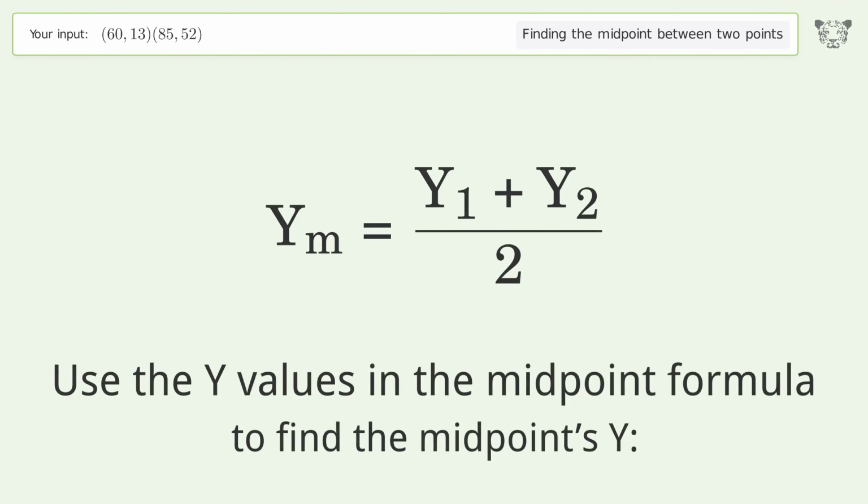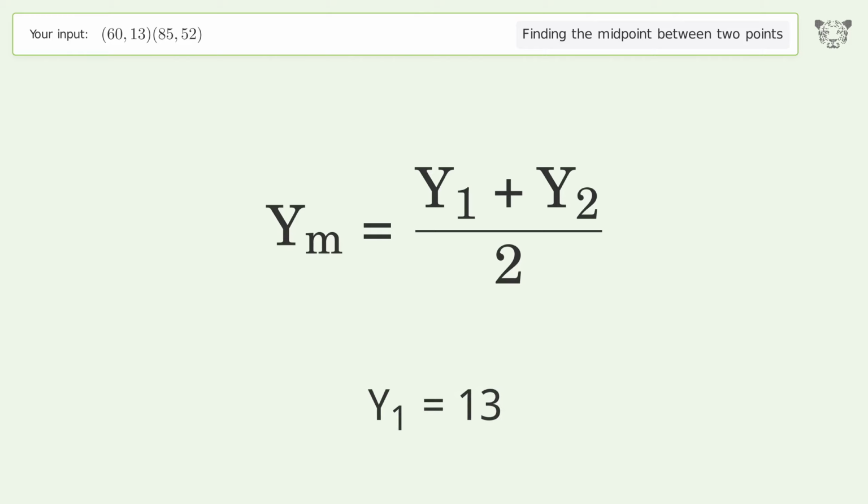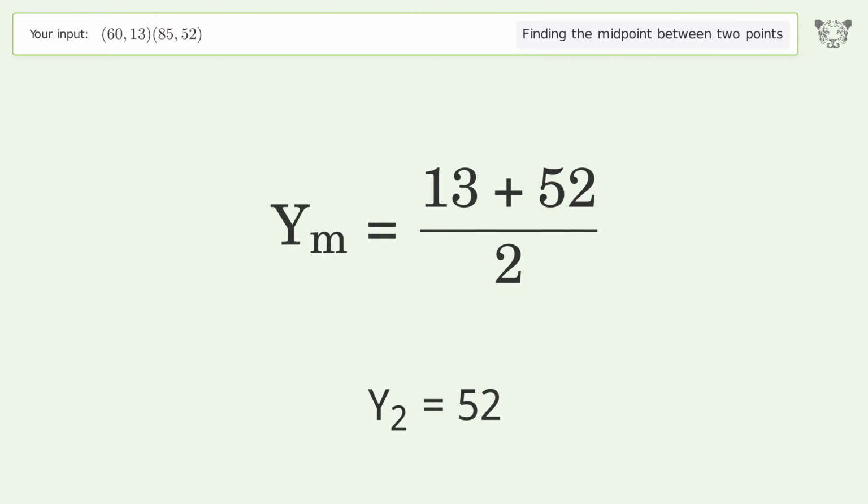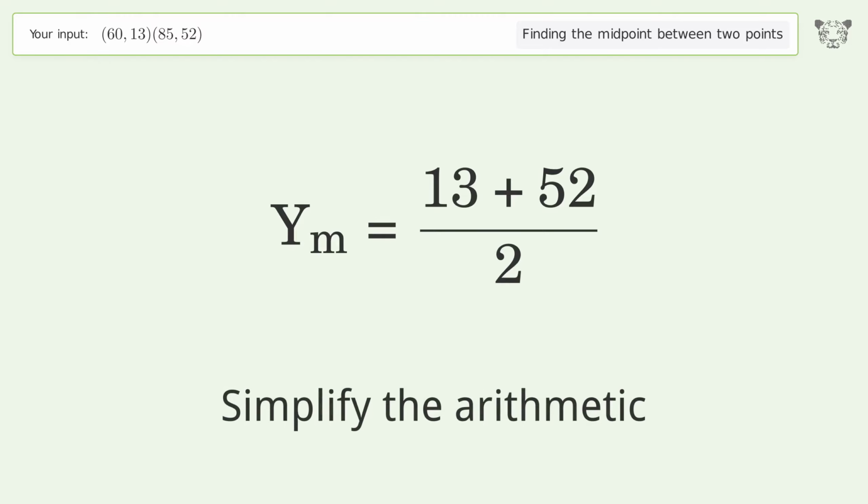Use the y values in the midpoint formula to find the midpoint's y. y1 equals 13. y2 equals 52. Simplify the arithmetic.